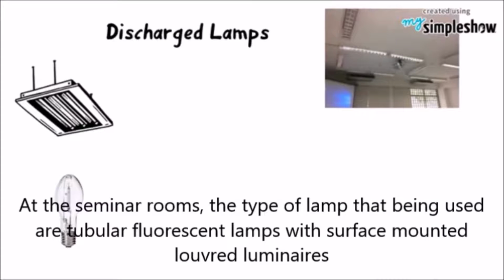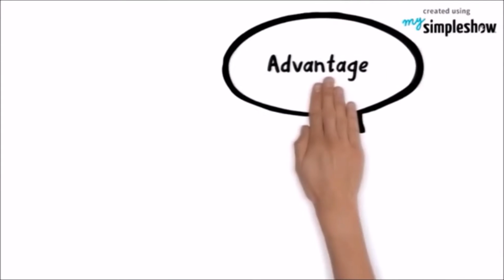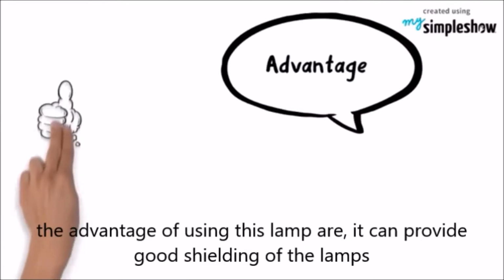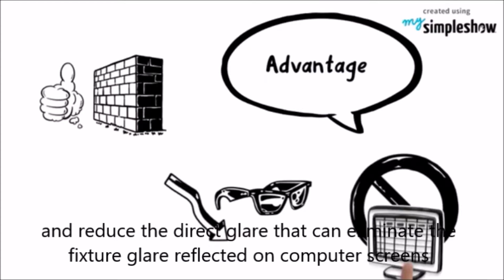At the seminar rooms, the type of lamp being used is tubular fluorescent lamps with surface-mounted louvered luminaires. The advantage of using this lamp is that it provides good shielding of the lamps and reduces direct glare, which can eliminate the fixture glare reflected on computer screens.